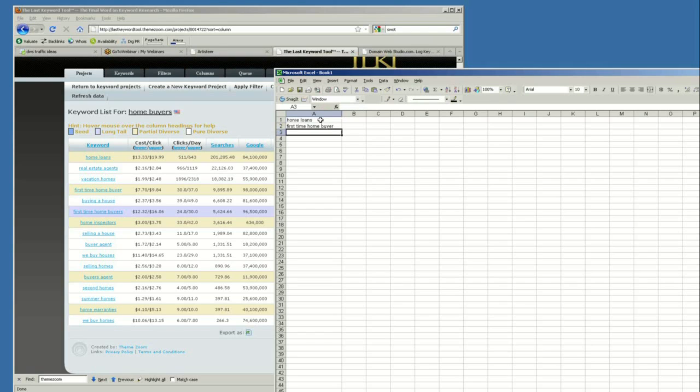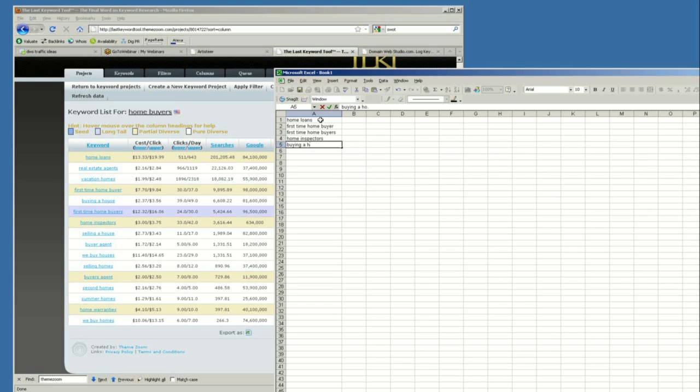Buying a house. Okay. You got the buyers at the end. Home inspectors. What about buying a house? Yeah, buying a house is definitely.